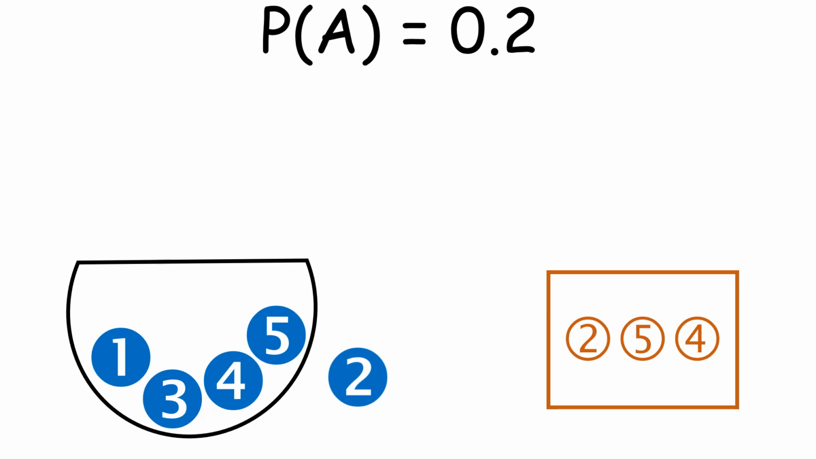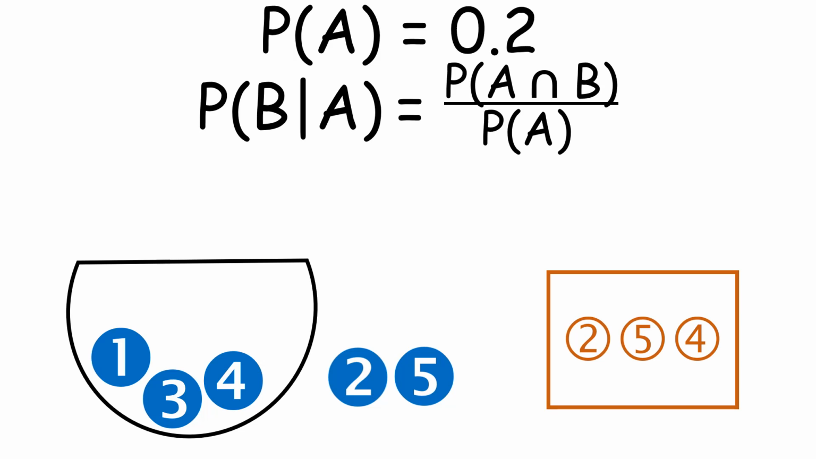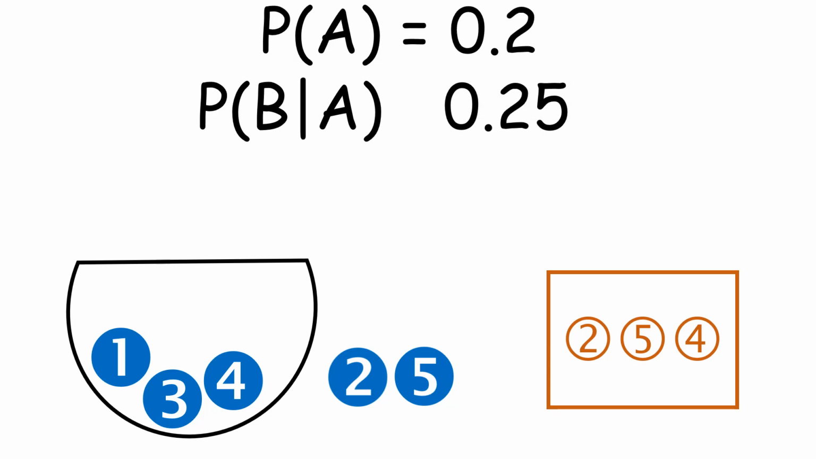For the second ball, we need to calculate the probability of drawing a 5, given that we've already drawn a 2. So we're looking for the probability of event B given event A, which we calculate like this: the probability of A and B divided by the probability of A, which is 0.2 times 0.25 divided by 0.2, which is 0.25. And that's what we originally calculated, so we know that the formula works.